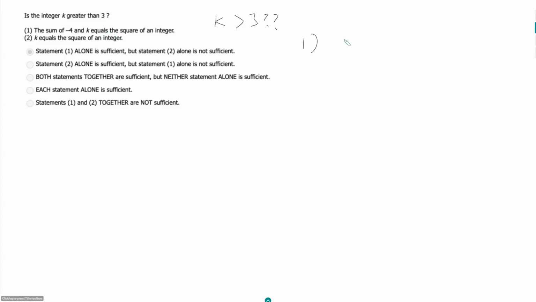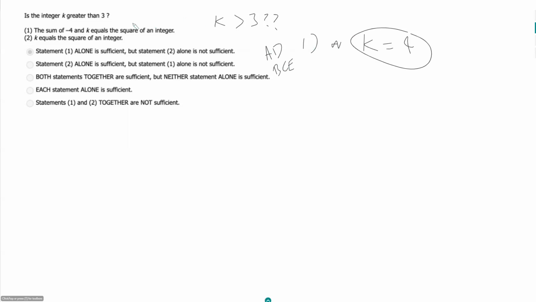0. 0 counts as an integer. So I would say the lowest value k could be is 4, because 0 squared is equal to 0. So negative 4 plus 4. So k at a minimum has to be 4. So this to me is sufficient.